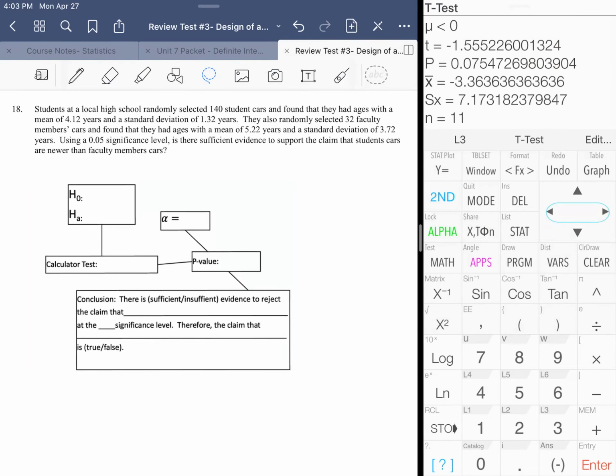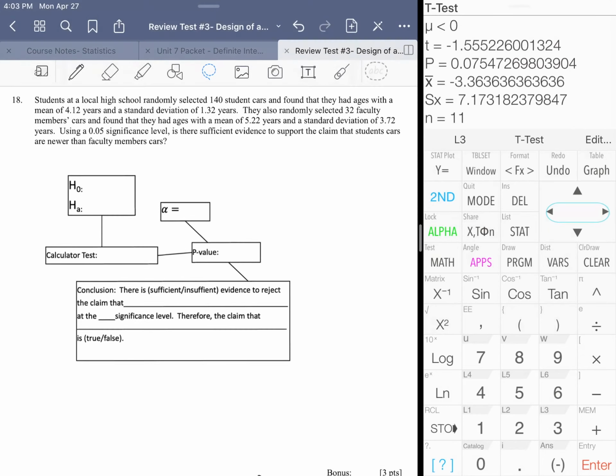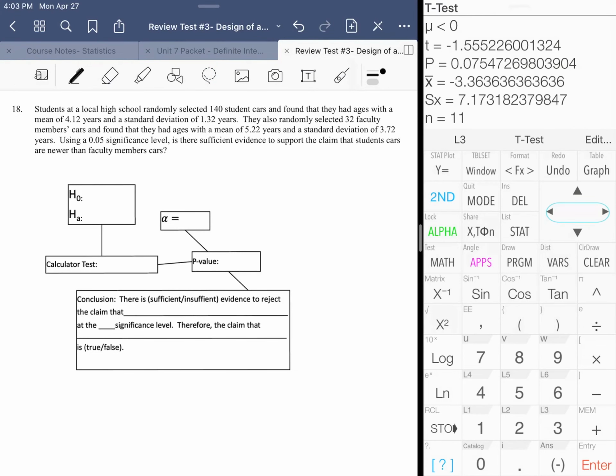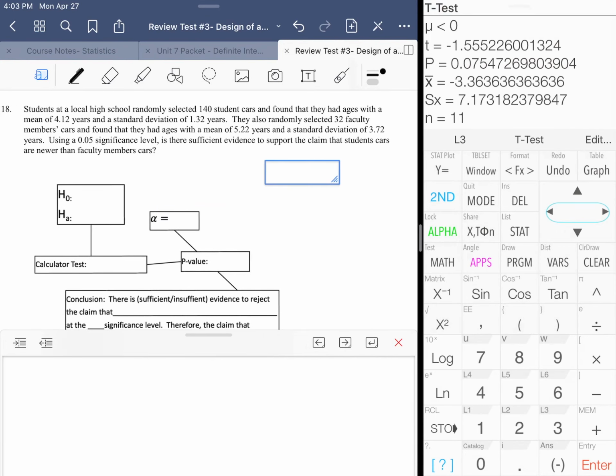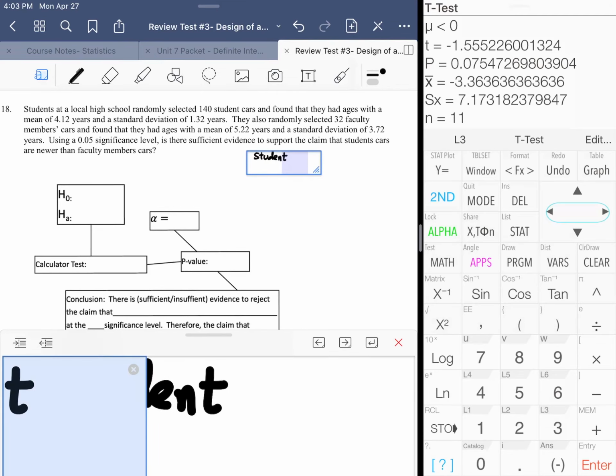Students at a local high school randomly selected 140 student cars and found that they had ages with a mean of 4.12 years and a standard deviation of 1.32 years.